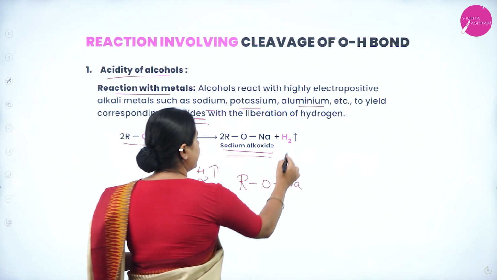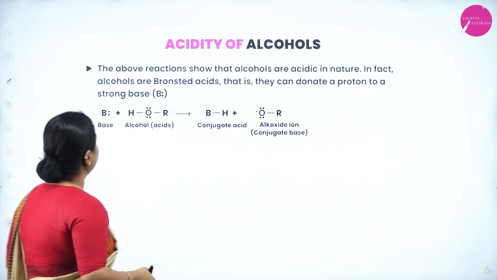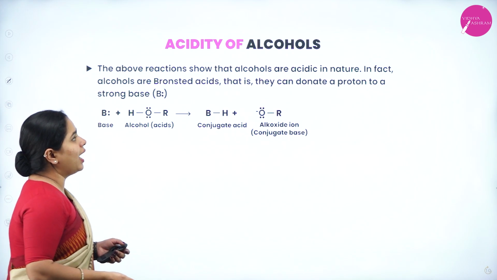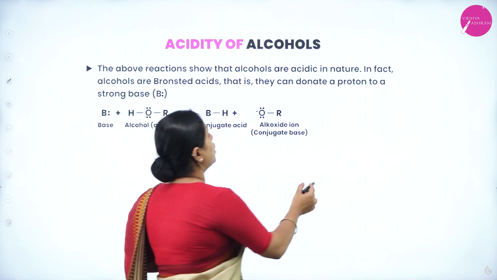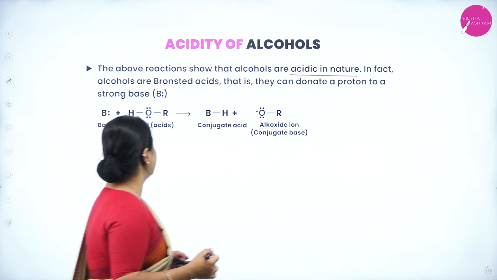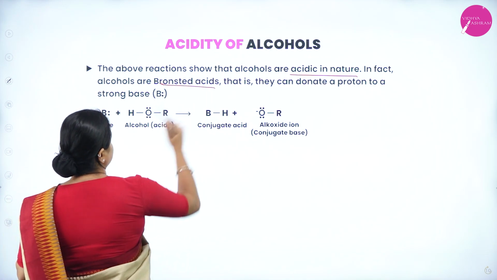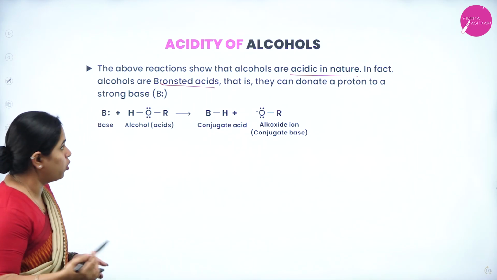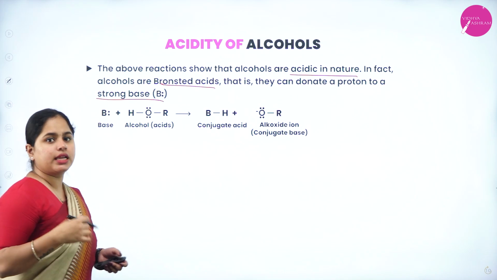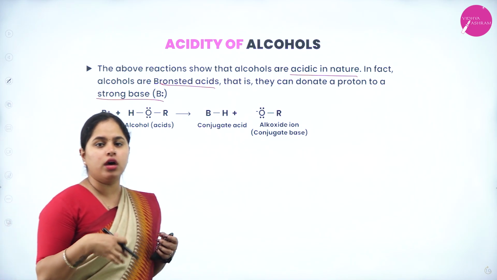Right? I hope it is clear, and hydrogen gas is evolved. Now the above reactions show that alcohols are acidic in nature. In fact, alcohols are Bronsted acids. That is, they can donate a proton to a strong base. They are capable of donating a proton to the strong base.